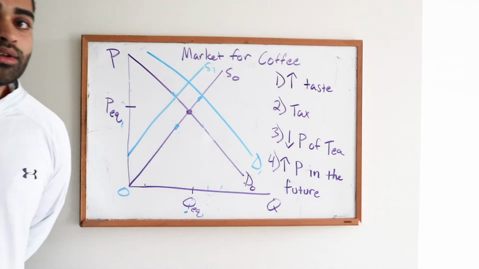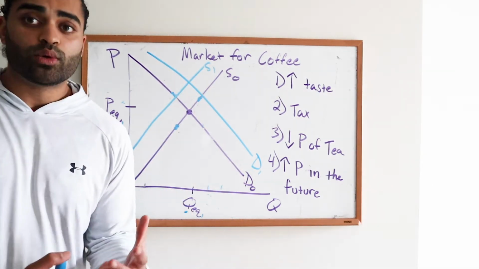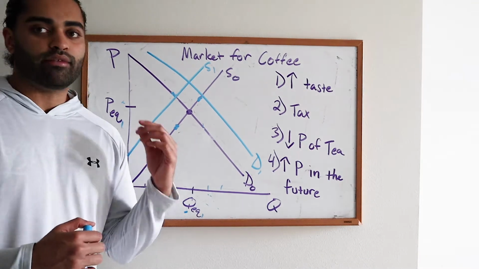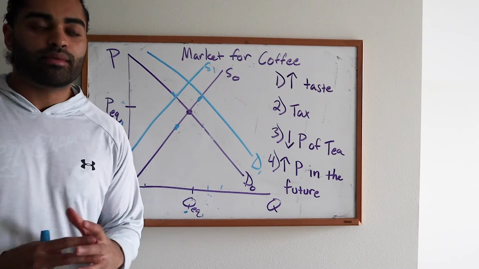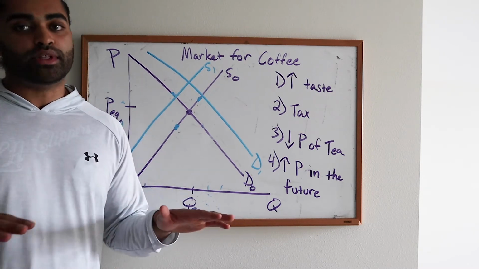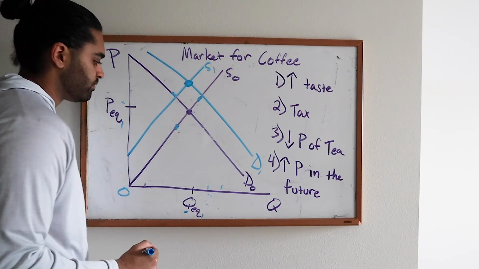So now because of this, we have two new curves. We have D1 and we have S1. Now the new equilibrium point is at the intersection of S1 and D1. It's not at the initial shift. Again, the new equilibrium is after you're done making all of the complete shifts. So now our equilibrium is right here.